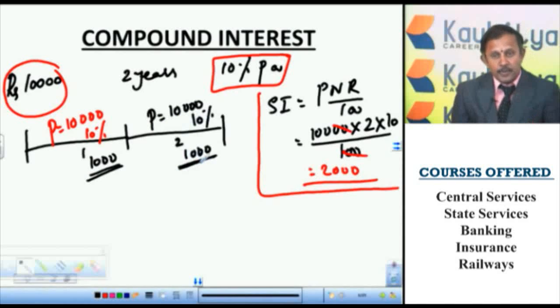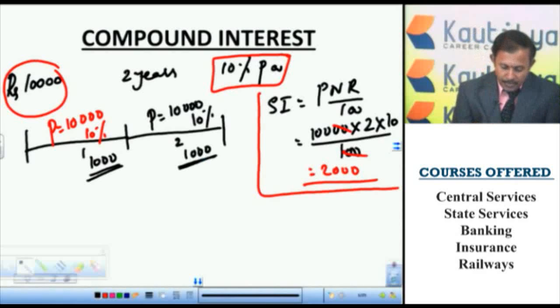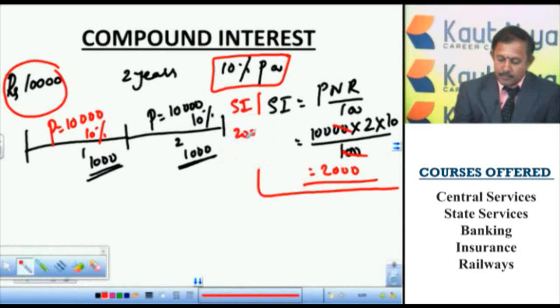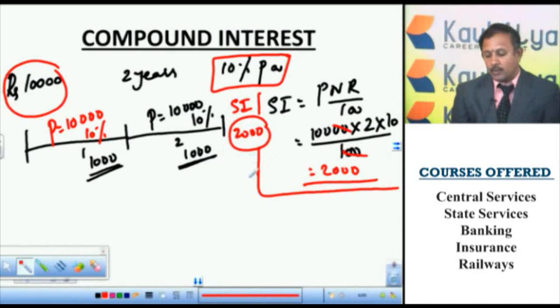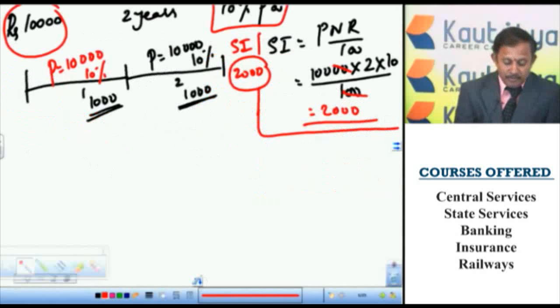So 10,000 rupees is the principal. On it at 10%, 1,000 rupees can be obtained as interest in the first year, and again 1,000 rupees in the second year also. So in total, at the end of 2 years, the simple interest is 1,000 plus 1,000, that is 2,000 rupees. So without entering into the formula, we get the simple interest as 2,000 rupees at the end of 2 years.